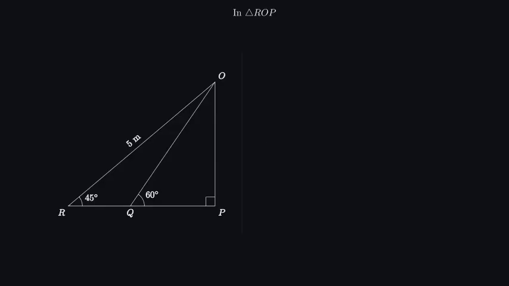The plan is simple. First, find OP, then use OP to find QP. Finally, because the answer must be in surd form, we rationalize the denominator.